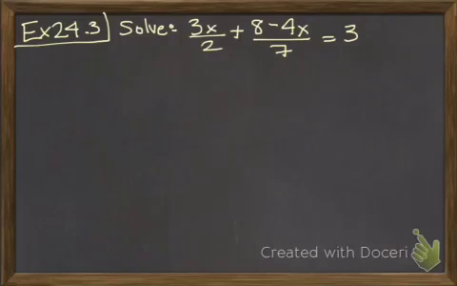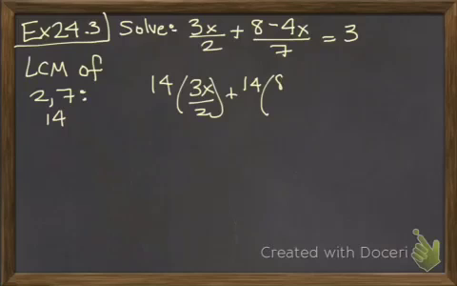Okay, so we'll do another example. 3x over 2 plus 8 minus 4x over 7 equals 3. The least common multiple of 2 and 7 is 14. So we'll multiply every term by 14 and then cancel.